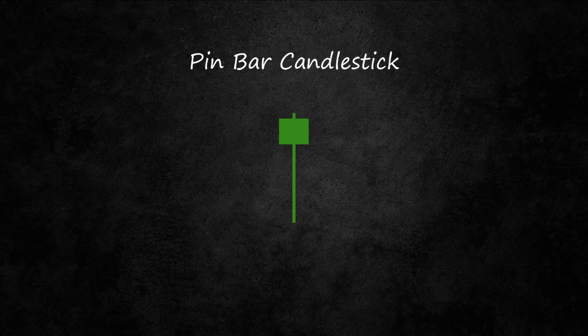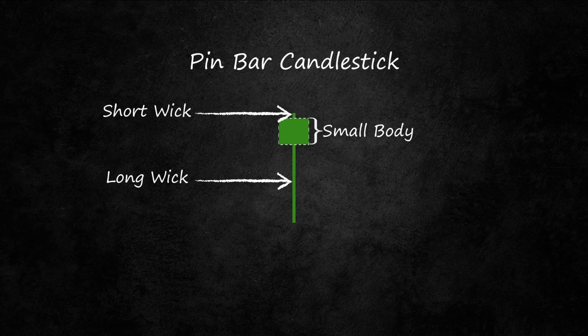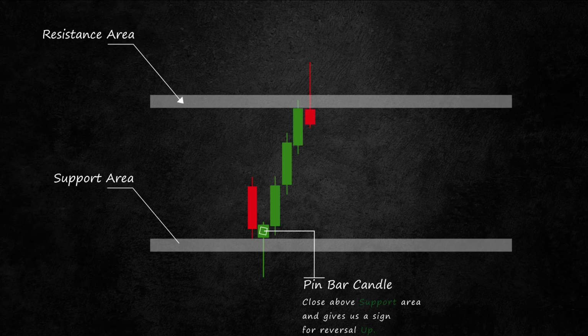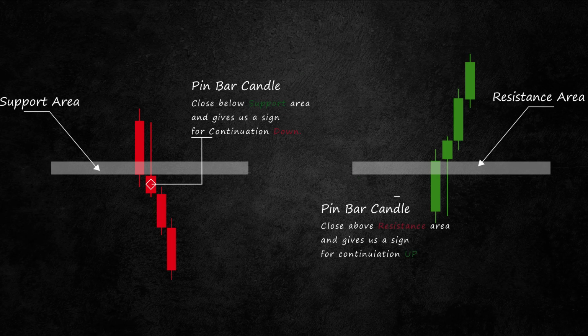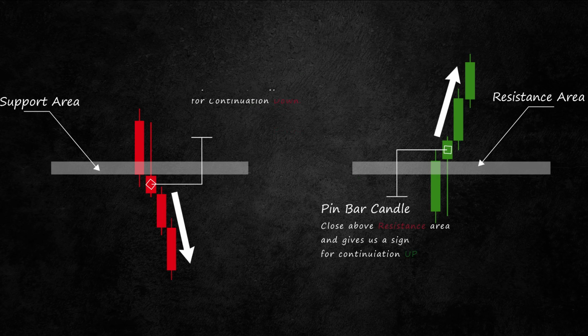There are many candlestick patterns, but we will use only two in this strategy. First one, the pin bar candlestick, formed from a long wick and a short wick with a small body. Pin bar candlesticks can be a reversal or continuation depending on their position. If it closes above support or below resistance, it gives us a reversal sign. But if it closes below support or above resistance, it gives us a continuation sign.